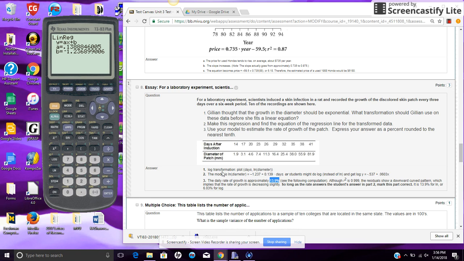Now, if you had done this problem as a log instead of the natural log, then your answer would have been to take this rate of growth here and turn that into a percentage. So that's where we're estimating rate of growth, which is the slope from our equation. So it's either this number or this number converted to a percentage. Okay, hope that helps. Thank you.